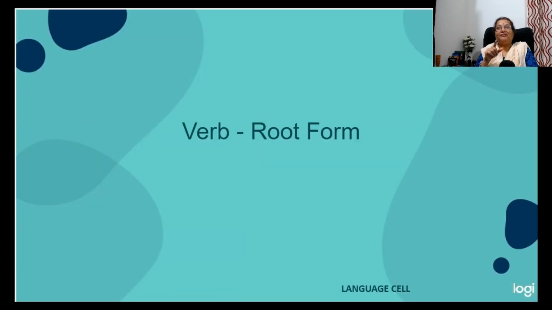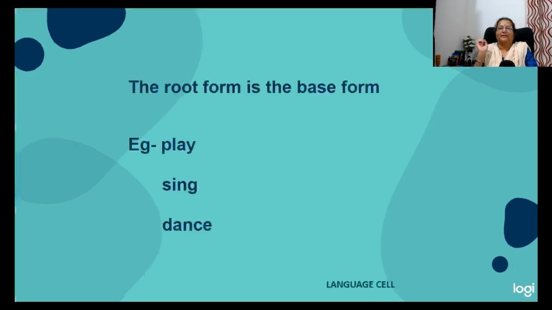We are going to learn verb root form. Root form, that itself gives you an idea. That means that is the root. From there sprout all other verbs. Now, the root form is a base form. Examples are dance, see, drink, play, sing. All these are root forms because from this root form come all other forms.